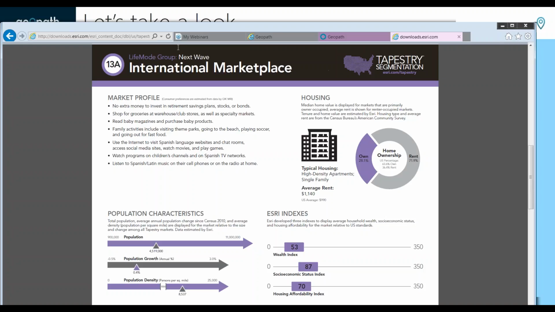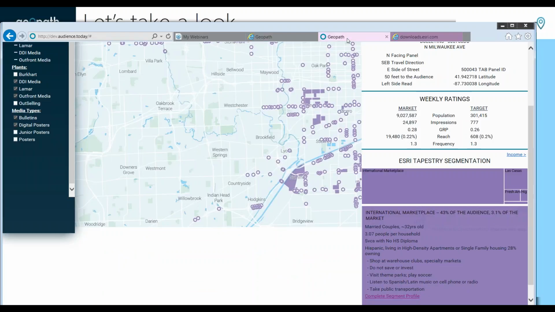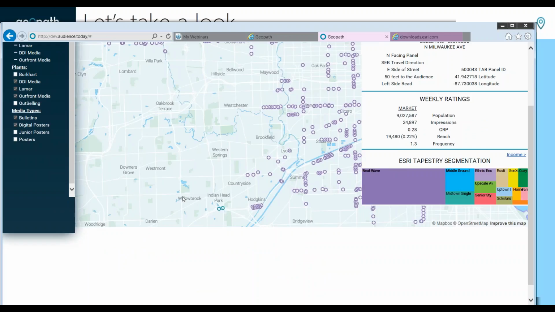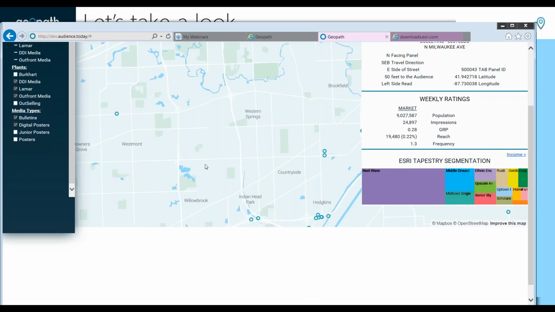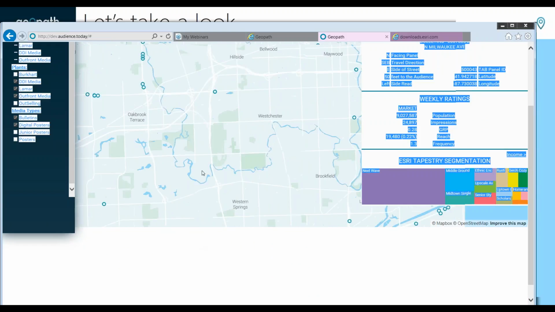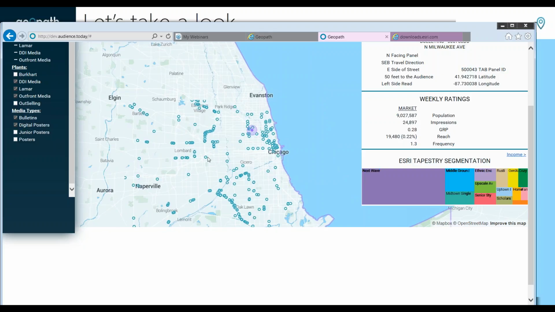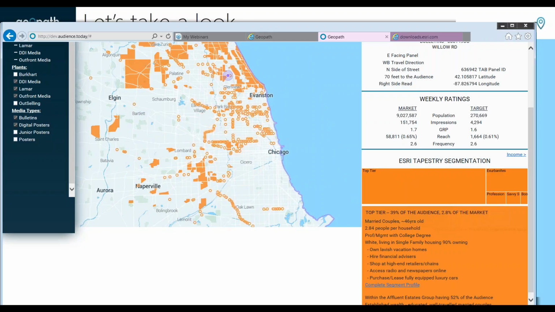So, and I'll go back and just pick one more example of a segment just so you can see what that looks like. Let me scroll down, zoom out a little bit here, sorry. And so I'll go up near Evanston, just outside, boom, and you can see a very, very different profile of this piece of inventory.